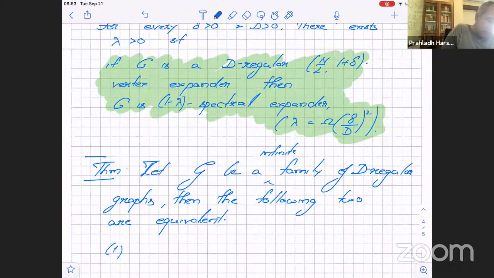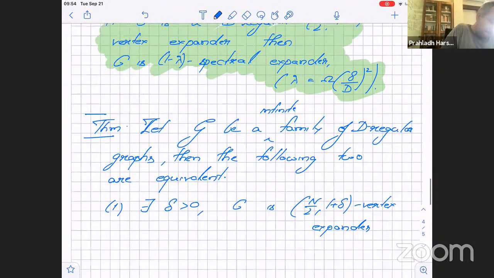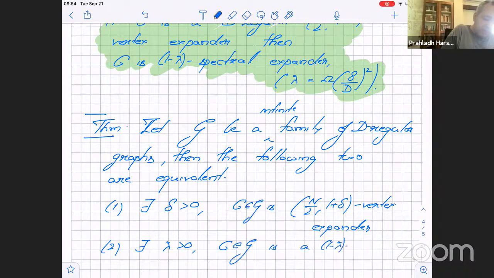One, there exists a constant delta greater than 0 such that every G in the family is an (n/2, 1+delta) vertex expander. Two, there is a constant lambda greater than 0 such that every G in the family is a 1 minus lambda spectral expander.